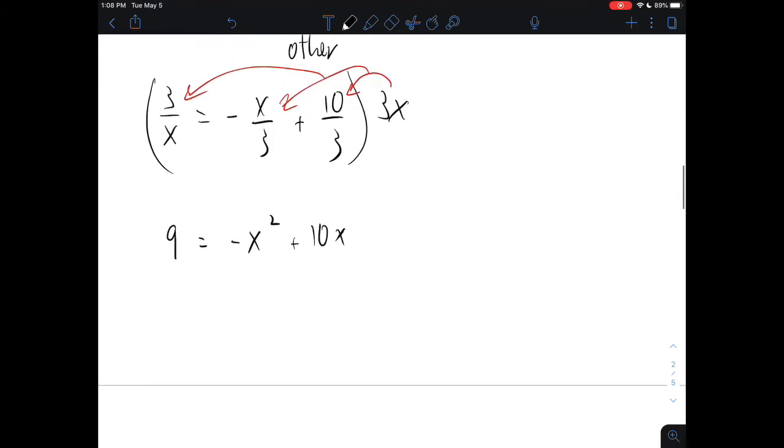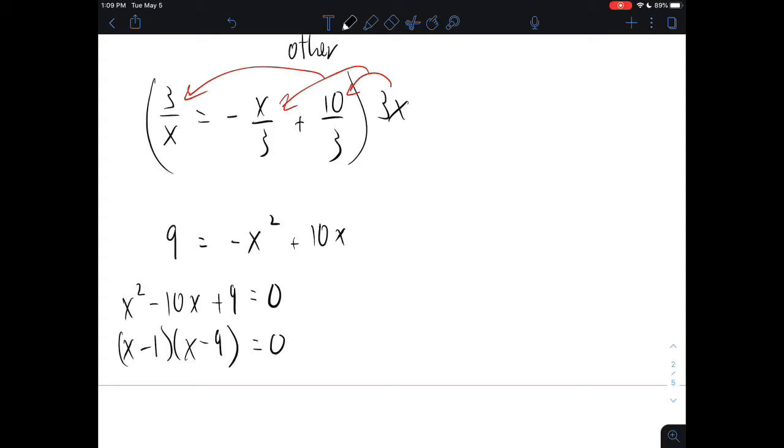So now you can see that this is a quadratic equation. The only way that you can solve a quadratic equation is getting everything on one side, 0 on the other, and either using factoring or the quadratic formula. So if I get everything on one side, x squared minus 10x plus 9 equals 0. I can factor this, (x minus 1)(x minus 9). Negative 1 times negative 9 is positive 9. Negative 1 plus negative 9 is negative 10.